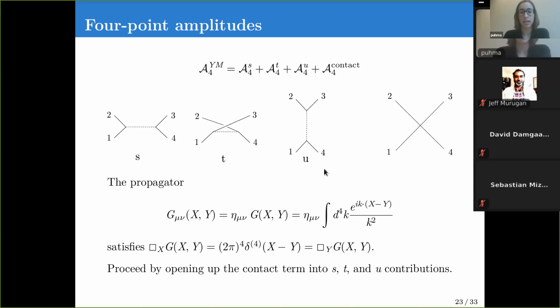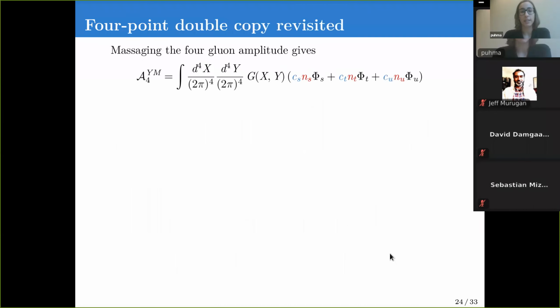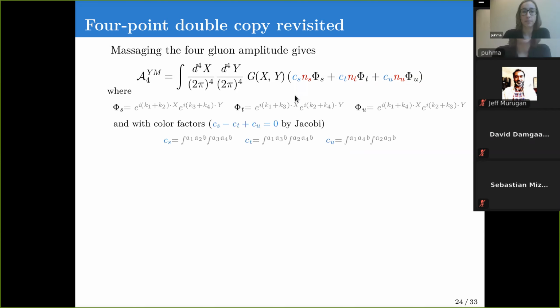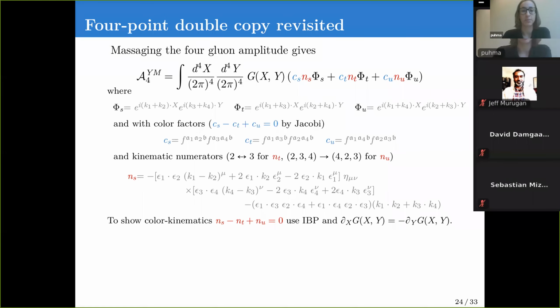And then after a bit of massaging and using these properties of the propagator, we get that the 4-point Yang-Mills amplitude can be written as the following space-time integral. Here we integrate over the points x and y, this propagator function, and then there are three contributions. Let me unpackage what this means. These capital phi's are just the plane waves in the S, T, and U channels. The C's are the color factors, which satisfy the Jacobi identity. And the N's are the kinematic numerators that I mentioned in the very beginning in the motivation.